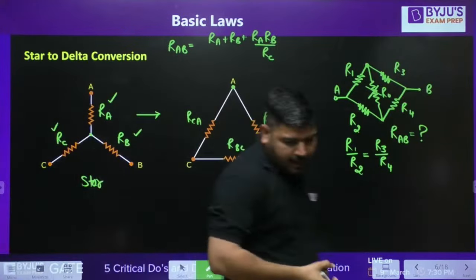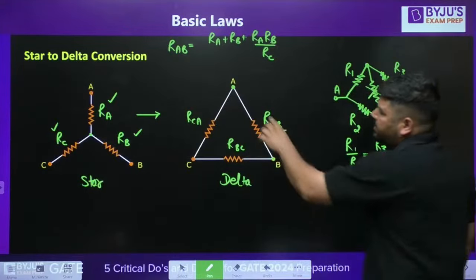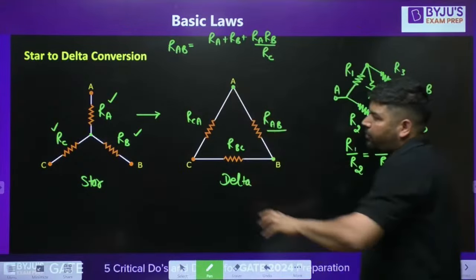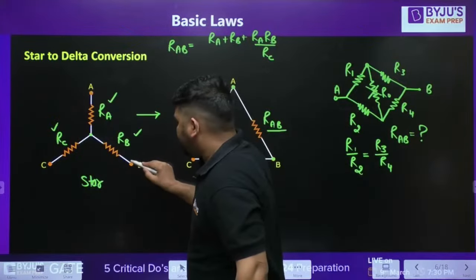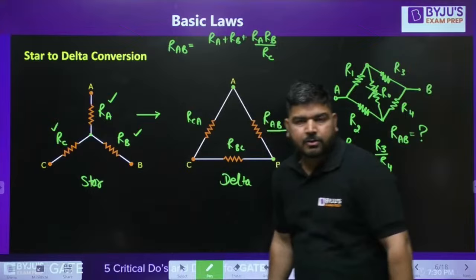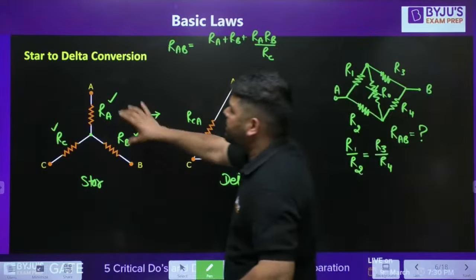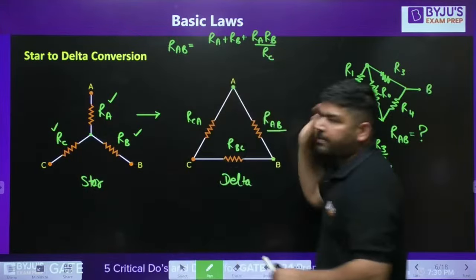Because we need to calculate RAB, the resistance between A and B. Now, if you look at this connection, between A and B, there is one RA and there is one RB. So you can calculate RAB as RA plus RB plus RA-RB divided by RC.